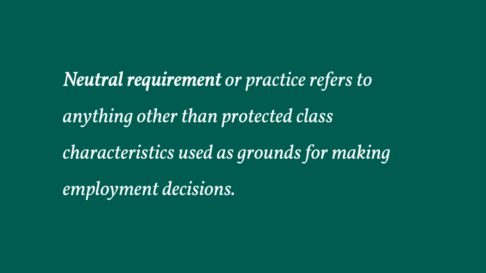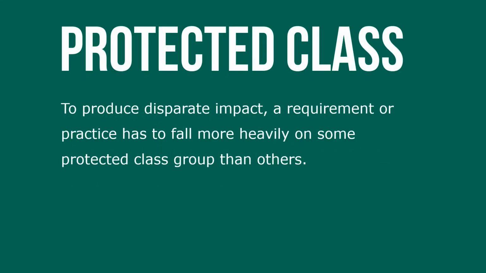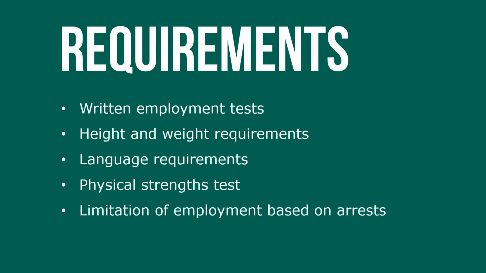Neutral requirement or practice refers to anything other than protected class characteristics used as grounds for making employment decisions. To produce disparate impact, a requirement or practice has to fall more heavily on some protected class group than others. Examples of neutral requirements or practices that have sometimes been shown to have disparate impact include the following: written employment tests, height and weight requirements, language requirements, physical strength tests, and limitation of employment based on arrests.